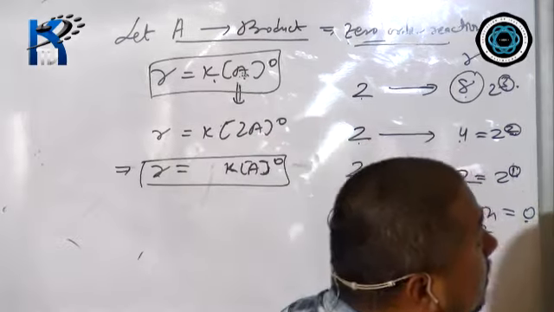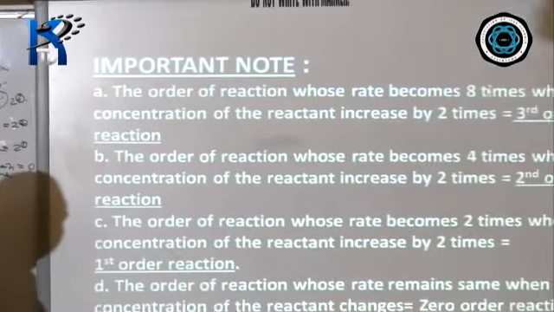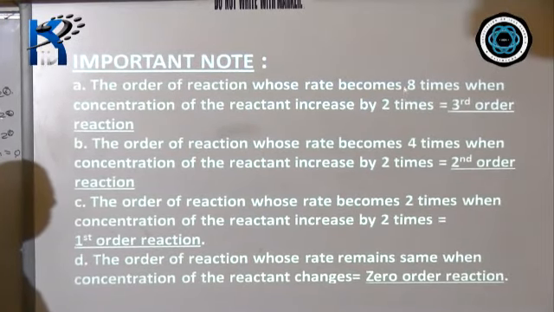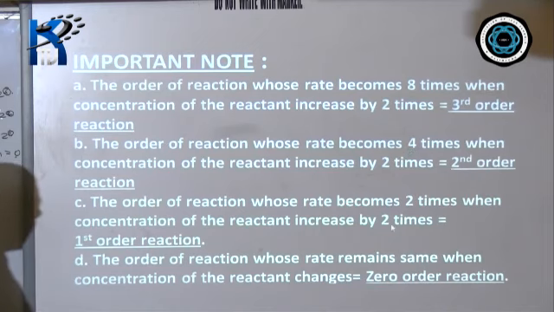So look out here now. The order of reaction whose rate becomes 8 times when the concentration of the reactant is increased by 2 times. So what is 8 of 2? 2 cube. So third order. So here the rate becomes 4 times on increasing the concentration by 2 times. So what is 4 of 2? 2 square. Power is 2. So second order. Now again when you increase the concentration of the reactant by 2 times, the rate also becomes 2 times, means 2 to the power 1.